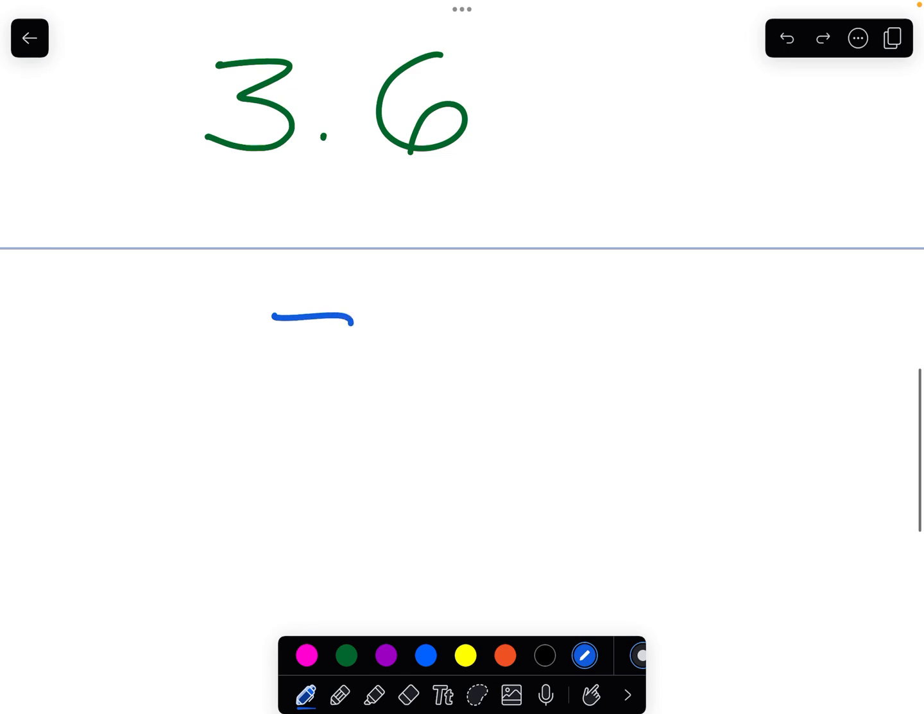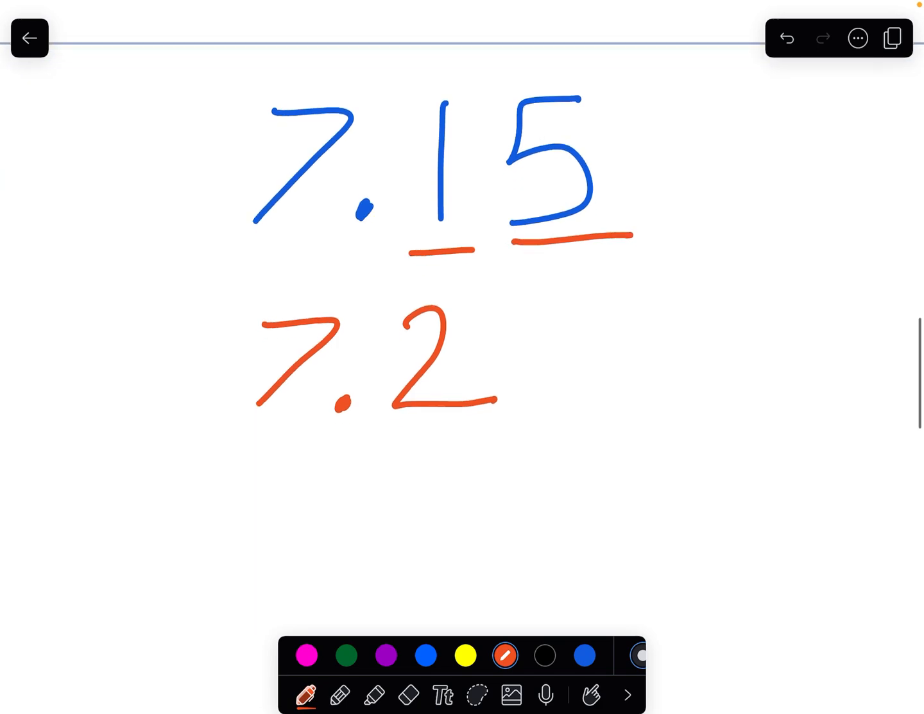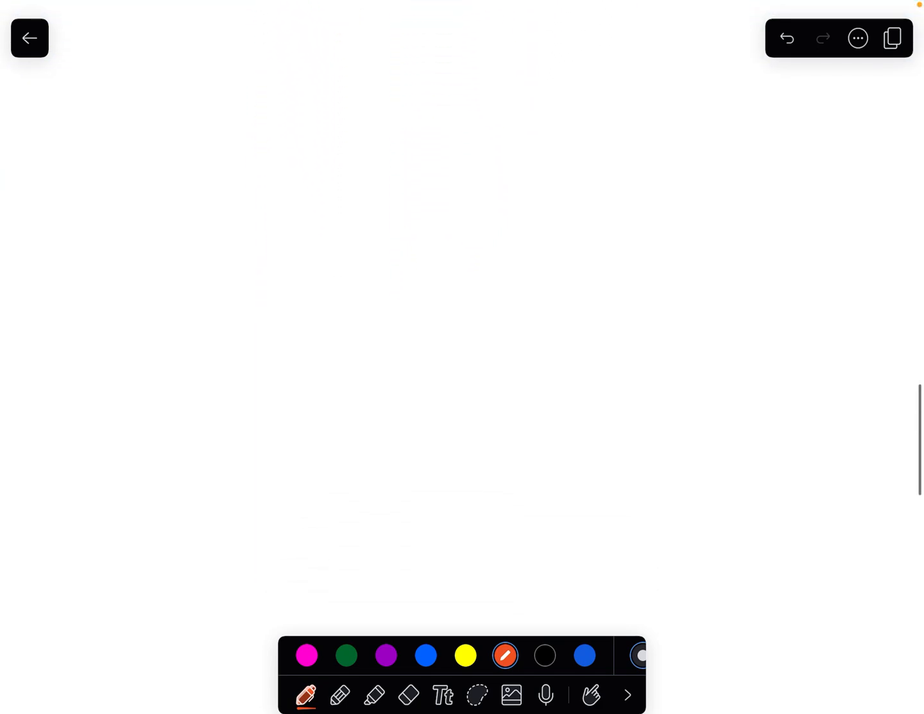Another example, let's say you want to round 7.15 to the nearest 10th again, let's just say. Again, you're going to look at the number in the tenths place and round it up because the number next door is 5 or more. So 7.15 becomes 7.2.